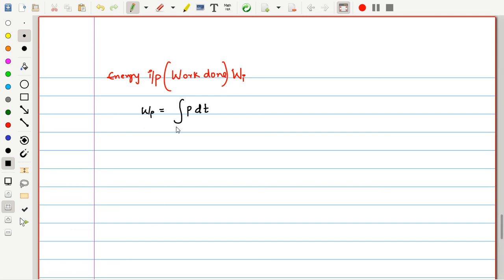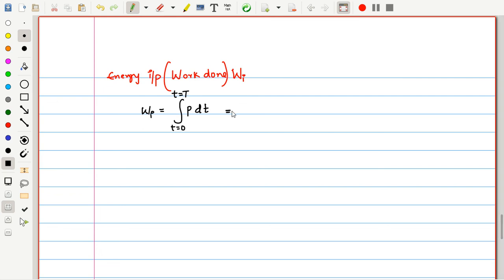How much time interval? From t equal to 0 to t equal to T. For that interval I am applying the voltage. I want to know the energy accumulated in the system for that interval. So I need to integrate that power over that corresponding interval.